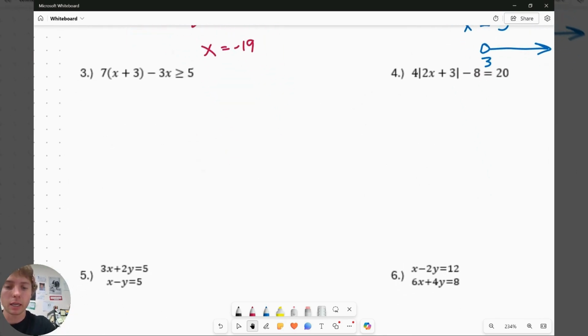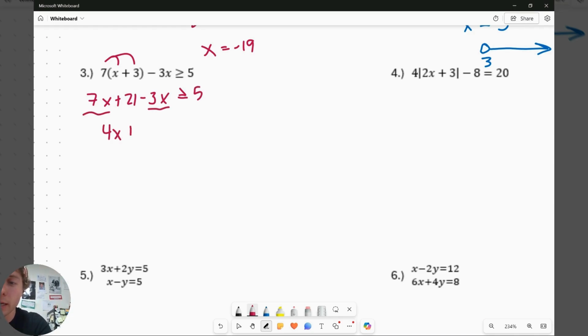Number 3, looking at that one. Again, parentheses, get rid of them, then combine your like terms. 7x minus 3x is 4x. Move the values over. 5 minus 21 is negative 16. And now we're dividing by 4.